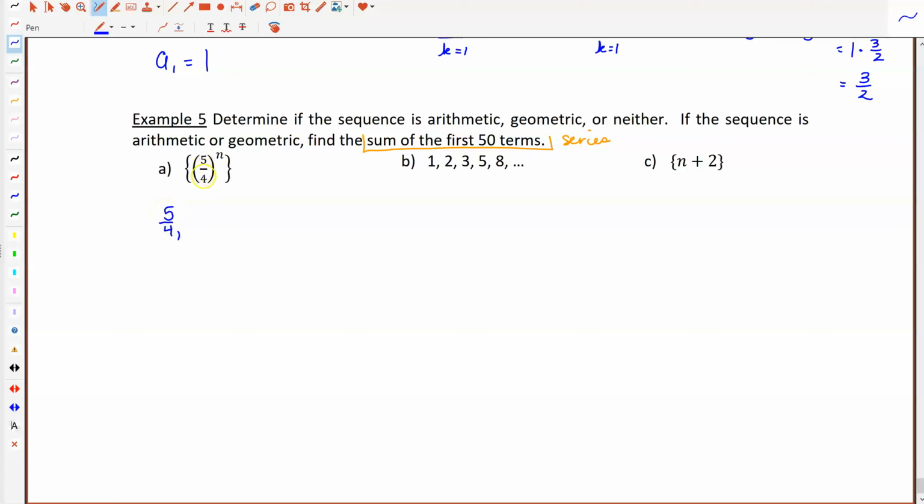My next term would be 5/4 squared, which is 5/4 times 5/4. My third term would be 5/4 cubed, which is 5/4 times 5/4 times 5/4. So we're starting to get an idea here. I'm multiplying from one term to the next. I'm multiplying by 5/4. So we're thinking that this is a geometric sequence.